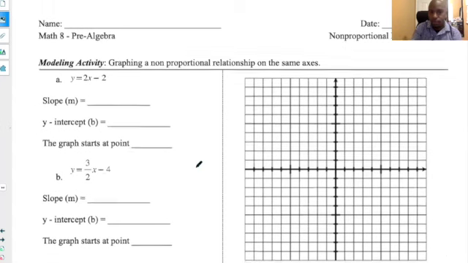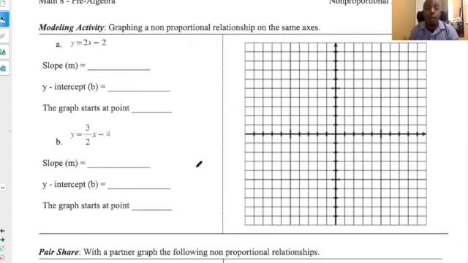Last thing. I want to model for you how to graph these non-proportional relationships, okay? So we've talked about identifying the slope, the y-intercept, the starting point, but now it comes to the place where I say, let's see if we can apply that knowledge to actually properly graph them. I want to graph both A and B with you, and then I want you to work on the pair share as well as the rest of the pair share independent practice homework by yourself. And I believe there's even an exit slip for you to do in this lesson as well.